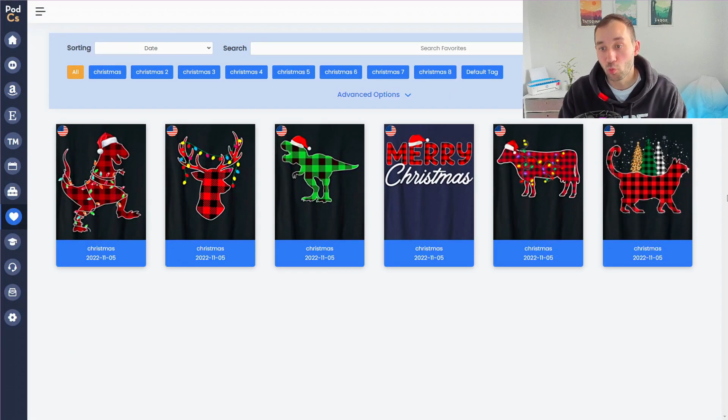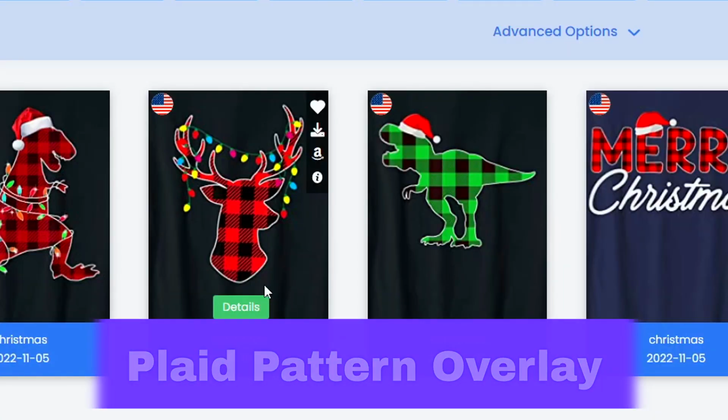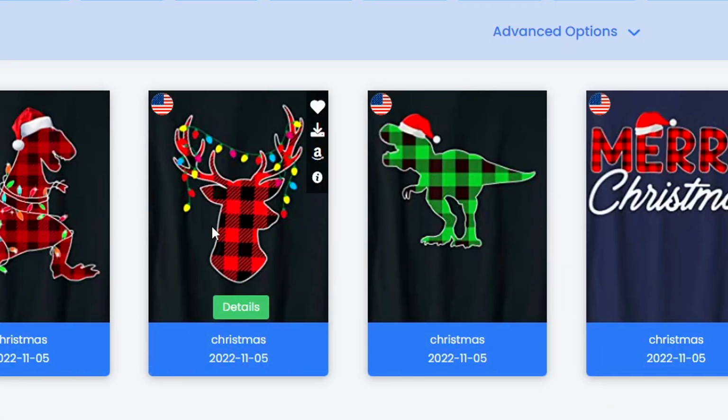Design idea number 1 that I've got for you, and I noticed quite a few of these shirts are already doing pretty well, is a plaid pattern overlay, and that is this sort of red and black checkered design or pattern, and you can also do it in a green variation, as you can see right here with this dinosaur.